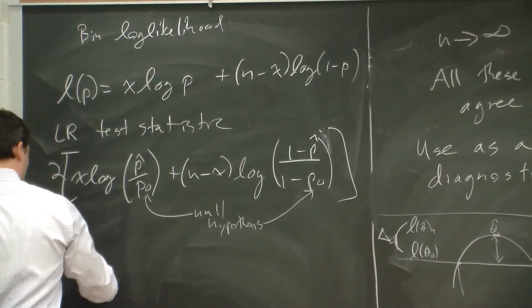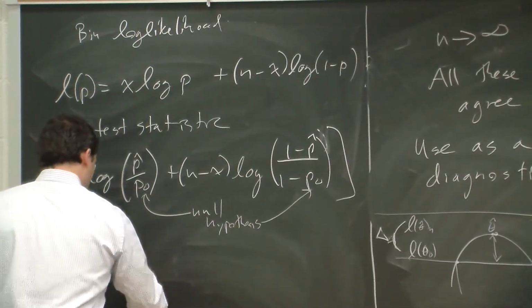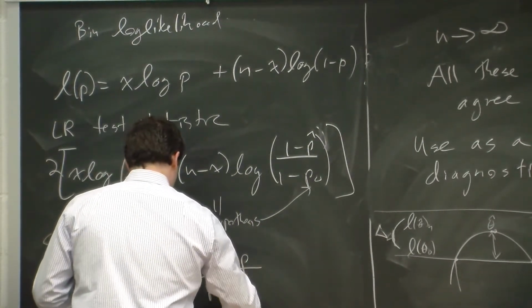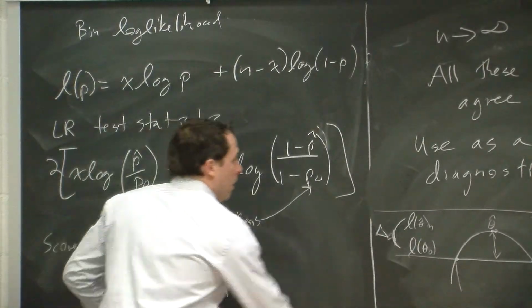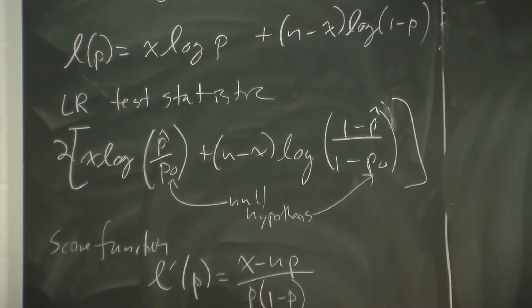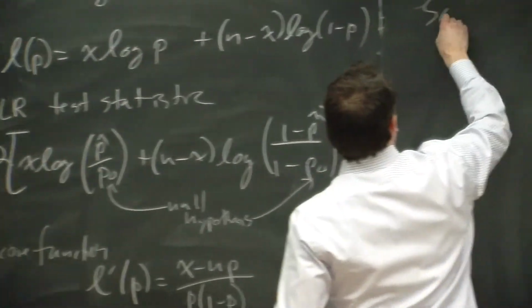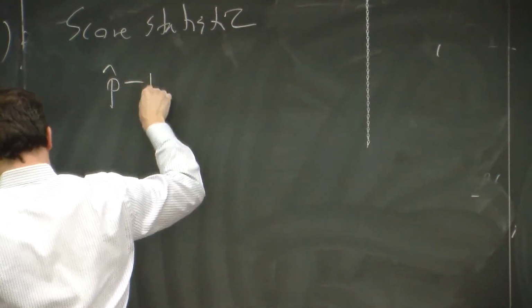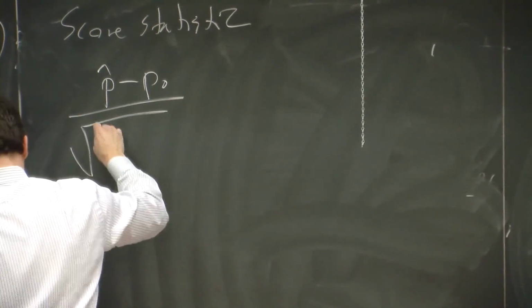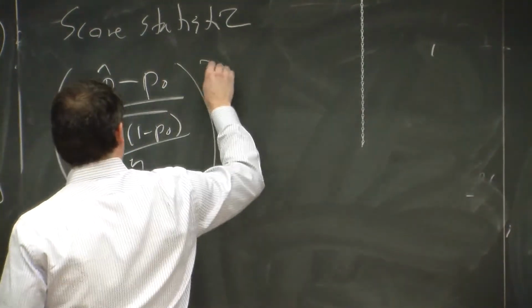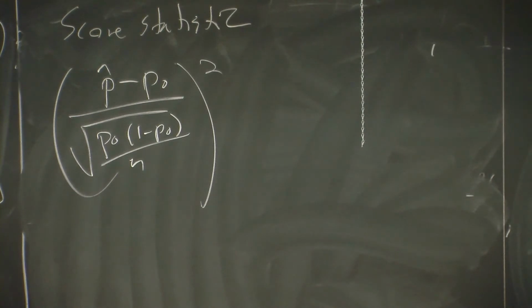Our score function, L prime of p, is (x minus np) over p(1 minus p). And our score statistic is (p hat minus p0) over the square root of p0(1 minus p0) over n. That's just the result of applying those formulas to the binomial distribution.